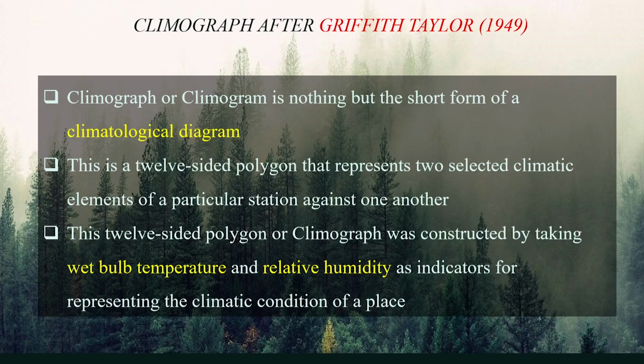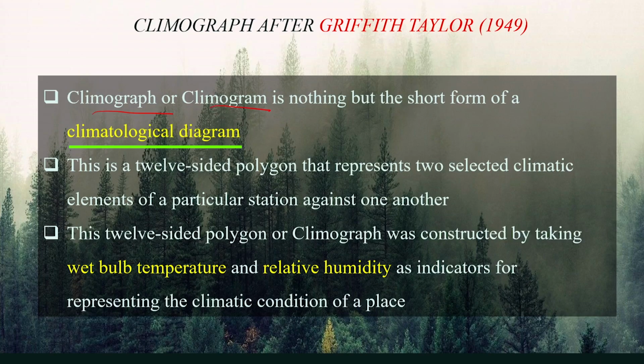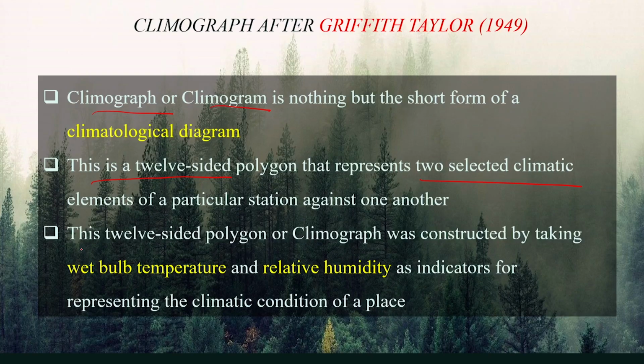To begin with Griffith Taylor's climograph, he created this graph in 1949. According to him, a climograph or climogram is the short form of climatological diagram. His graph is a closed 12-sided polygon which represents two selected climatic elements, for example rainfall and temperature, or humidity and temperature. So, he used two climatic variables.